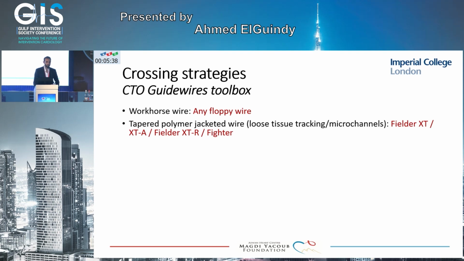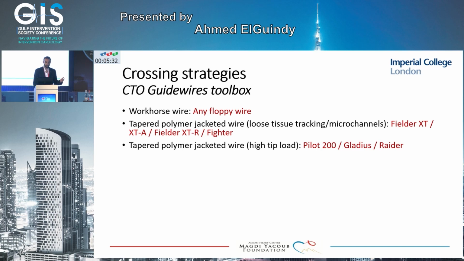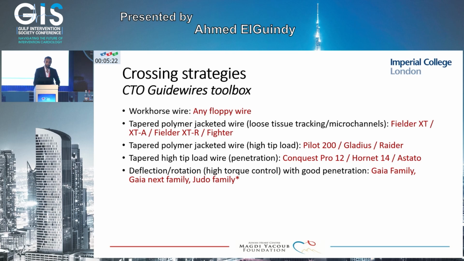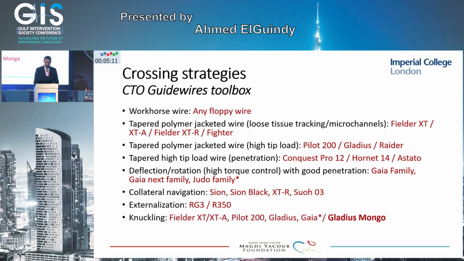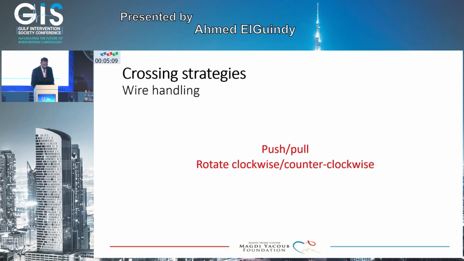So again, how do we think about our guide wires? I want a regular floppy wire as a workhorse wire. I need to have a tapered polymer jacketed wire, and a non-tapered polymer jacketed wire with an intermediate stiffness, like the Pilot 200, Gladius or Raider, a tapered high tip load penetrative wire, and a deflection rotation type of wire, which is the Gaia family, and to a lesser extent the Judo family, and those are for the retrograde approach, so you forget about that.